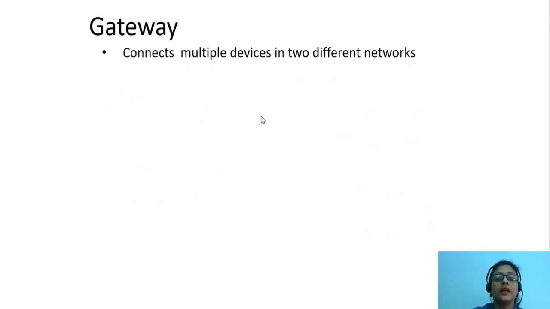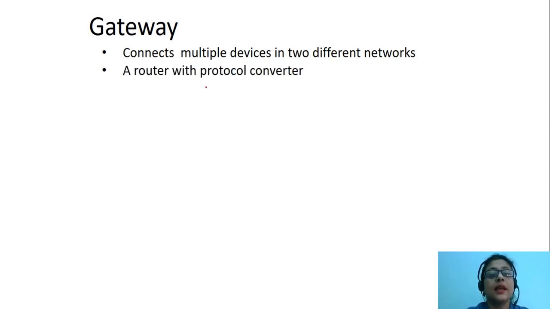Next, we have the gateway. The gateway also connects multiple devices, but in two different networks, like two different networks having two different protocols. There, the function of the gateway is very efficient. Basically, a gateway is a router with a protocol converter. Why the protocol converter? Because two different networks may have two different protocols, so simply using a router there will not be sufficient. There we must have a protocol converter together with the router to route the data.